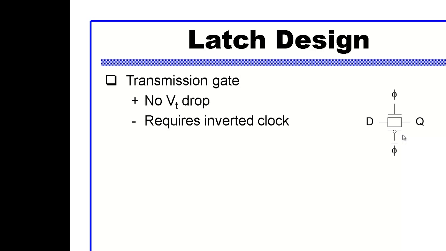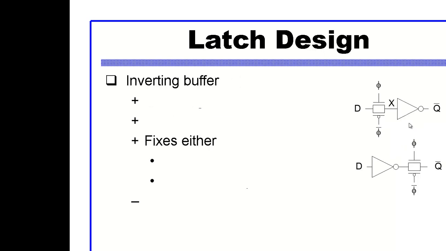It requires an inverted clock. You are giving a positive clock to the NMOS, whereas you have to give a negative clock to the PMOS. Only then will both the devices be switched on simultaneously, and D can pass through. So whenever phi is 1, phi bar will be 0, and both the devices will be on, and D is passed through. That's the concept here.